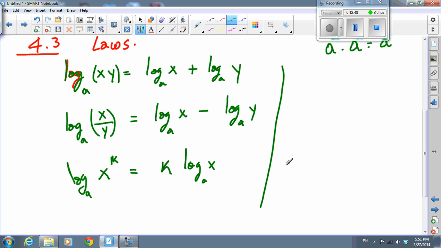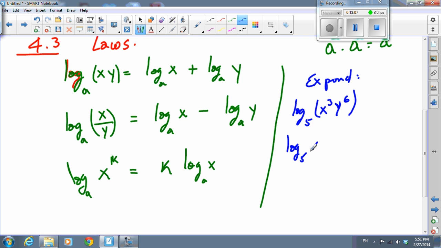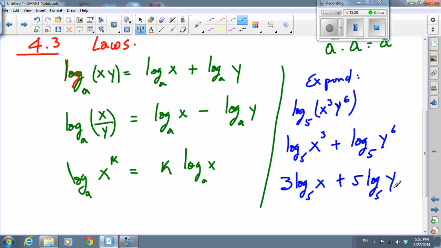Let's do a simple example right here on the left side. I will ask you to expand this: log base 5 of x cubed y to the 6. First of all, I will split them into log base 5 of x cubed plus log base 5 of y to the power of 6. And then from here, you can say it's 3 times log base 5 of x plus 6 times log base 5 of y.